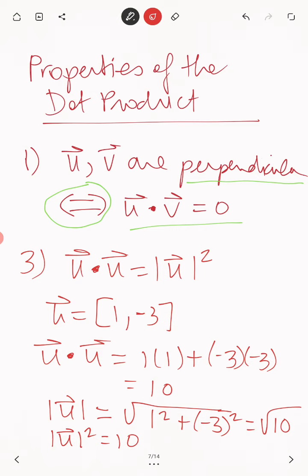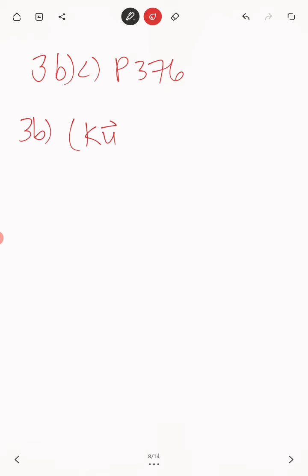Now I just want to go ahead and do one more question here with you. Question 3 on page 376. I'm going to do parts B and C. Let's start with 3B. It says use the properties of the dot product to expand and simplify each of the following where k and l are real numbers. So k and l are just scalars. And you know this because you were told in the question, as well as the fact that they don't have vector signs on top of them.